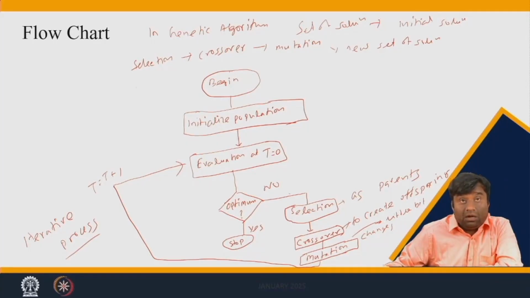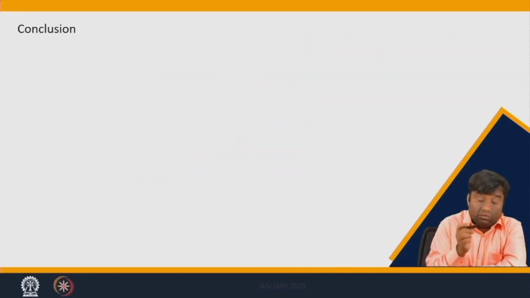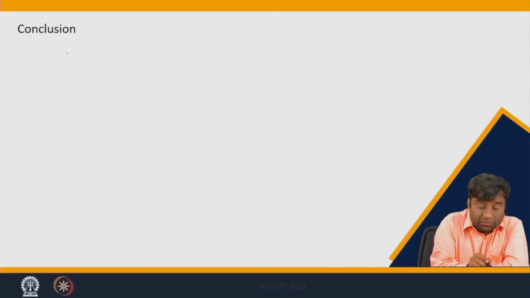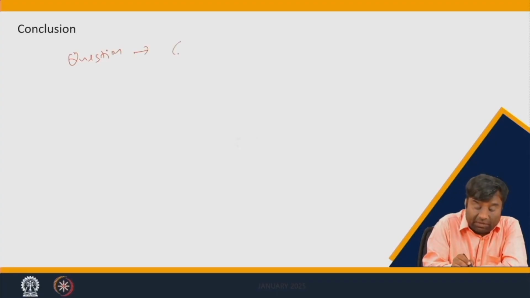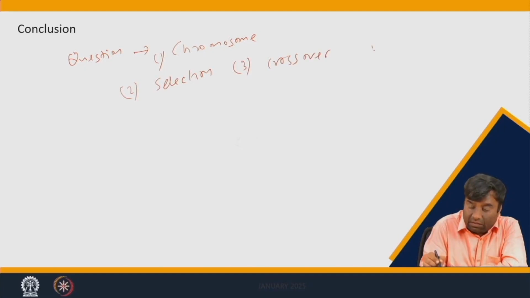So now in today's question, please try to understand the terms which are basically chromosome. Please understand the terms which is selection, crossover, mutation. We'll use these terms in future.